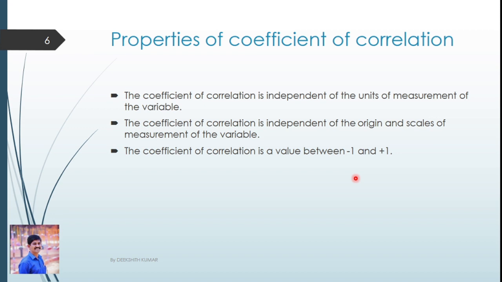I think you can use the shortcut method also here. The last one, the coefficient of correlation is a value between -1 and +1. Always the coefficient of correlation lies between -1 and +1, that is, -1 is less than or equal to R, and R is less than or equal to +1. This is all about Karl Pearson's coefficient of correlation.